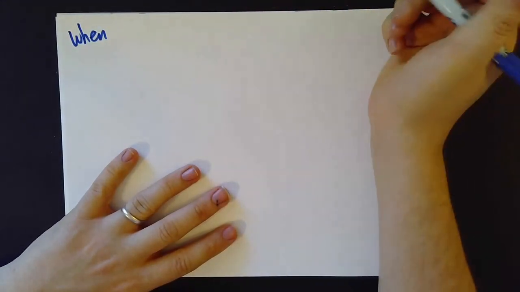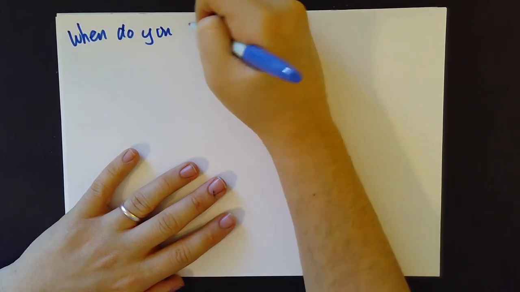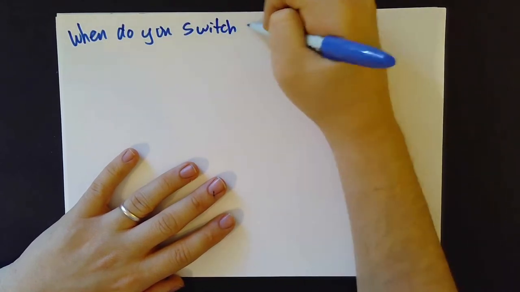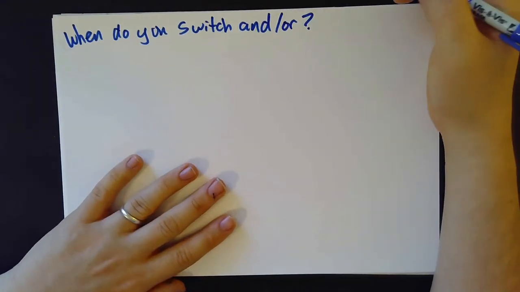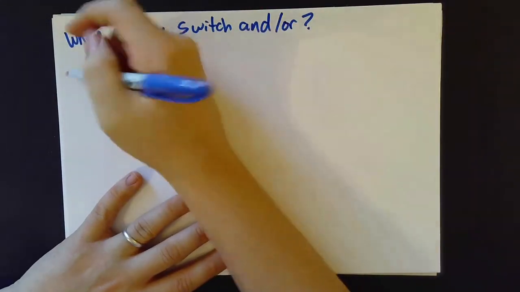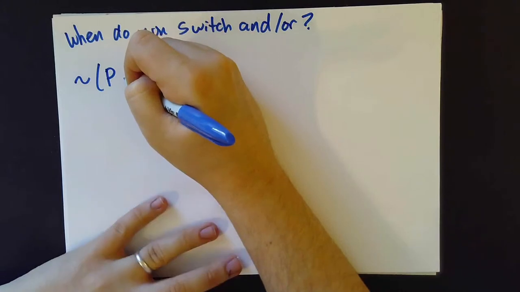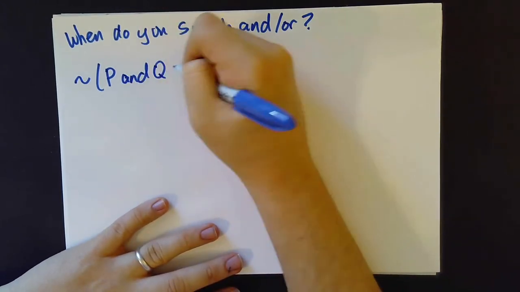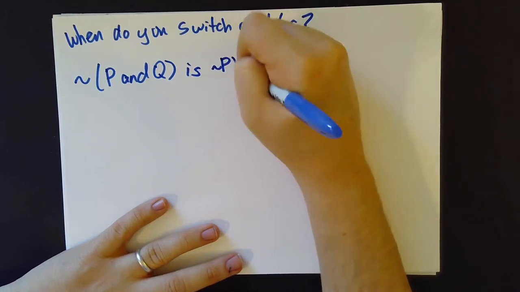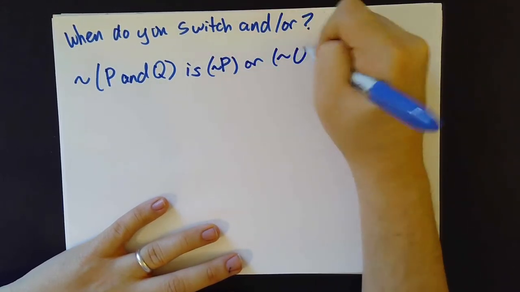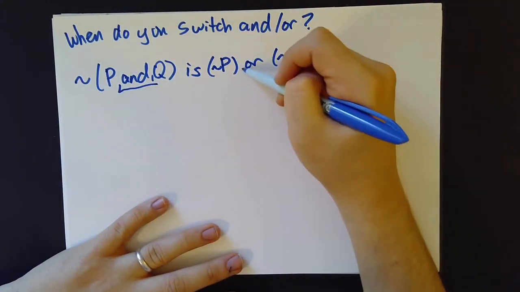I had another question about negating, which is, when do you switch an and to an or? And I think this is getting at the fact that we wrote down what I think I called De Morgan's laws, which was to say that the negation of P and Q is not P or not Q. Okay. And so this and here became an or.